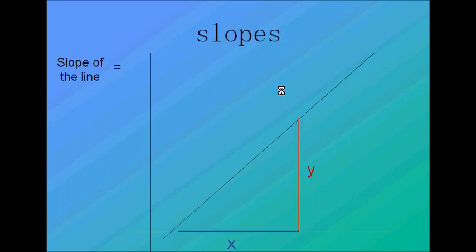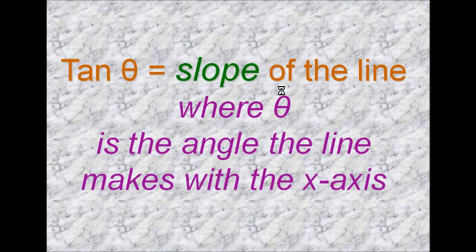If I have a line with y and x in this way, then the slope of the line is y over x. And if theta is the angle that the line makes with the x-axis, then tan theta will be equal to y over x. It is obvious from the right angle triangle formed by the line with the x-axis. So what is the slope of the line? The slope of the line is nothing but tan theta, where theta is the angle that the line makes with the x-axis.